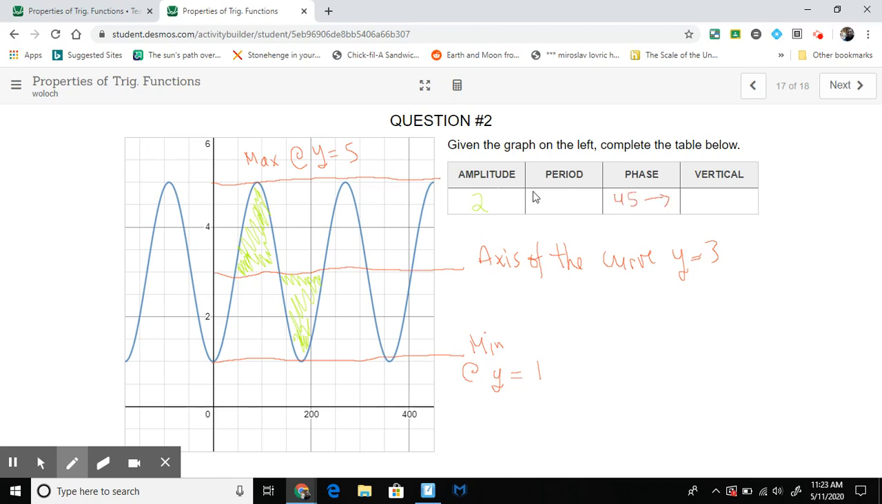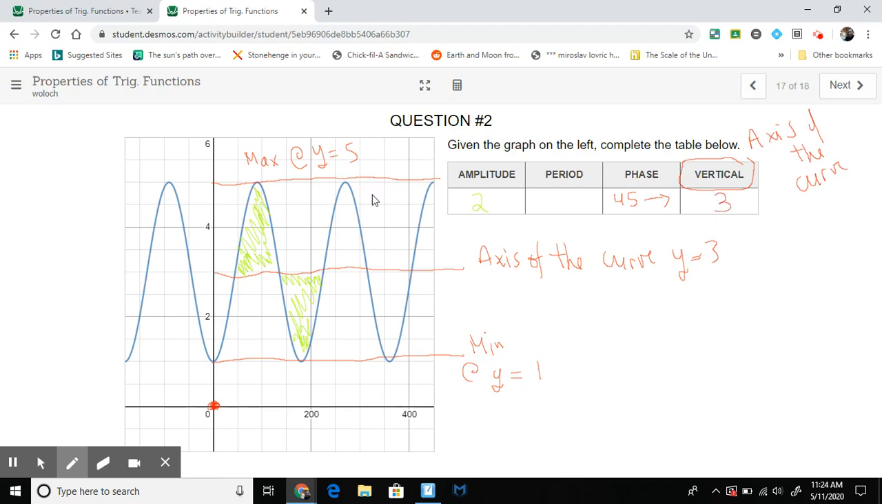Now remember, the vertical, this is the axis of the curve. This was in one of the notes that we talked about. So this plus 3, or y equals 3, is what my vertical shift is. Because remember, the original sine starts at 0, right? And then goes up. So my vertical shift is just going to be 3.